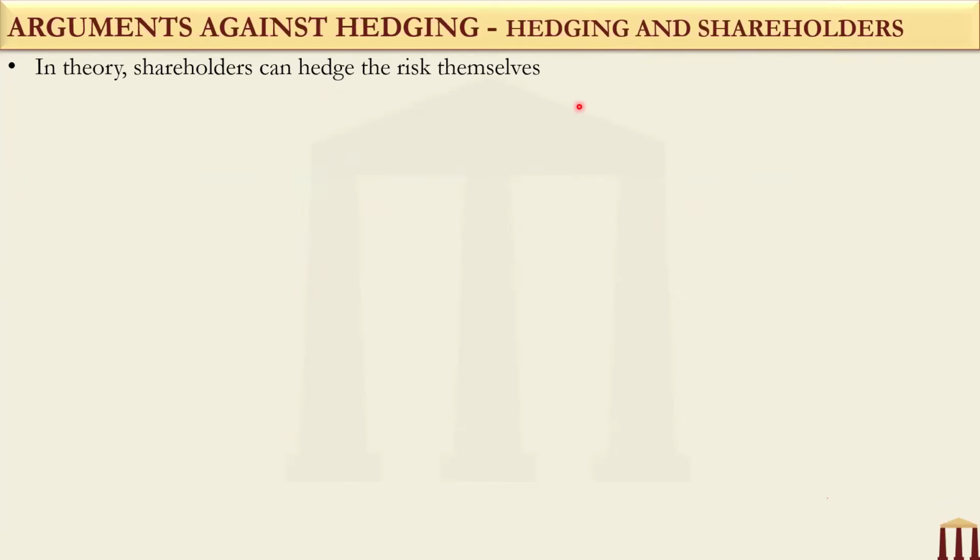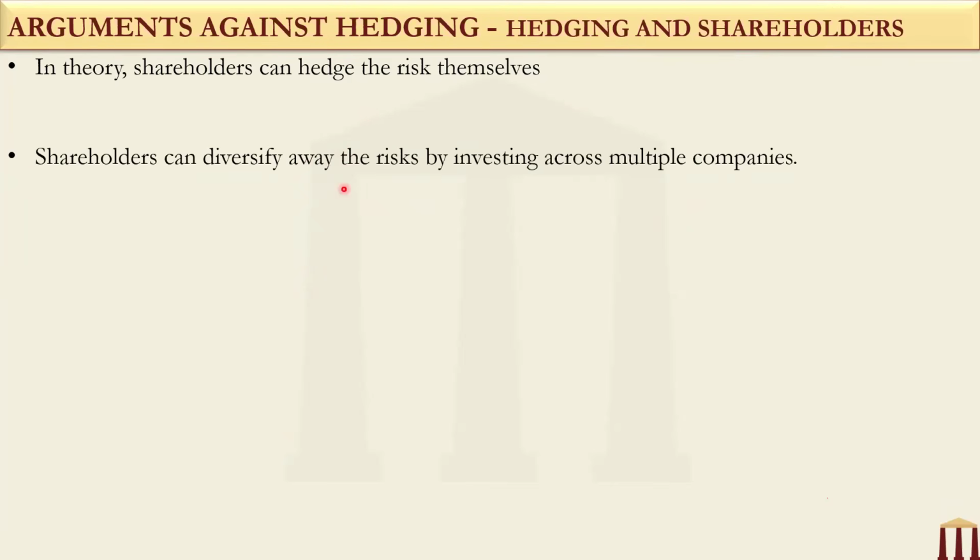So this is the first argument: in theory, shareholders can hedge the risk themselves. Shareholders can diversify away the risks by investing across multiple companies. So companies don't need to hedge their own risk. I mean, shareholders can do it themselves. That is one of the points.